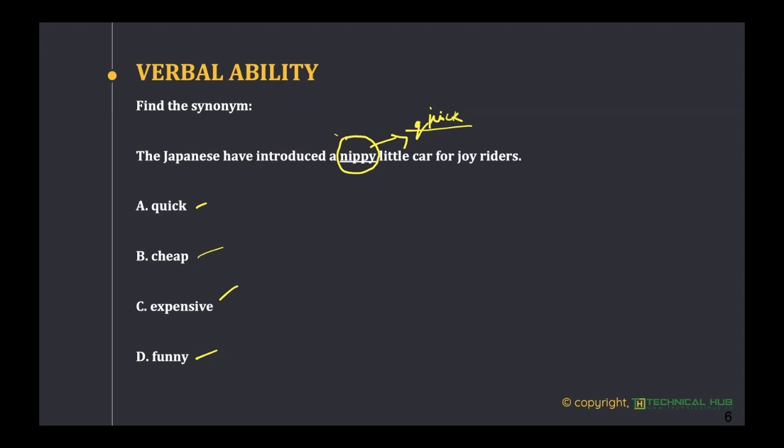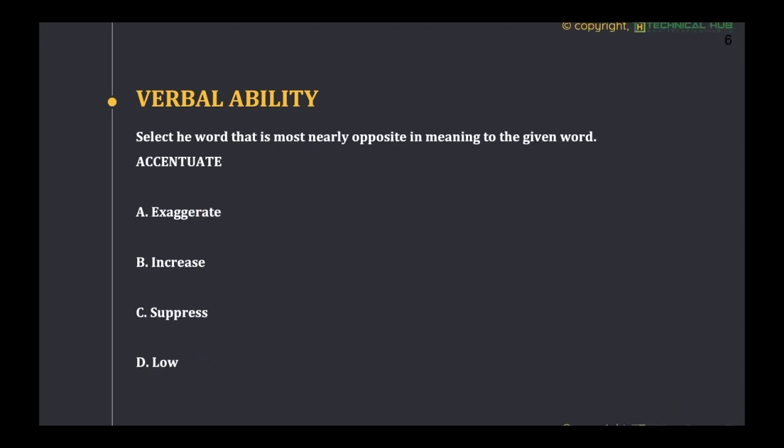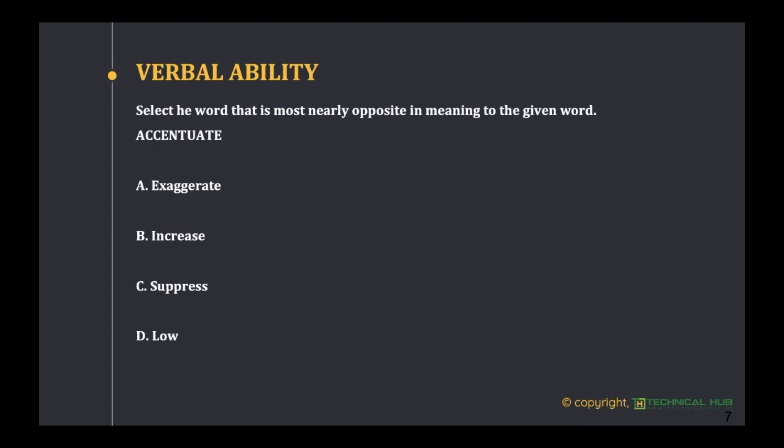Next, select the word that is nearly opposite in meaning. Understand it. Nearly opposite in meaning, we say. That means it is an antonym. And the word is accentuate. What do you mean by accentuate? First of all, you should know the meaning of accentuate first. Come on, can you Google it? What do you mean by that?